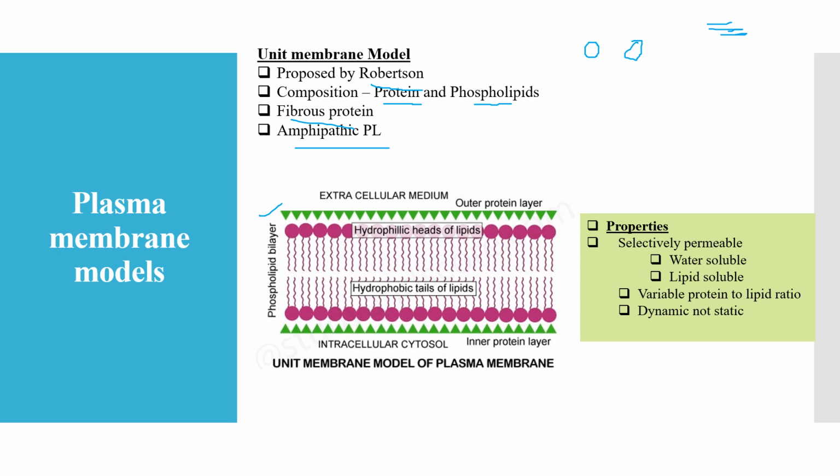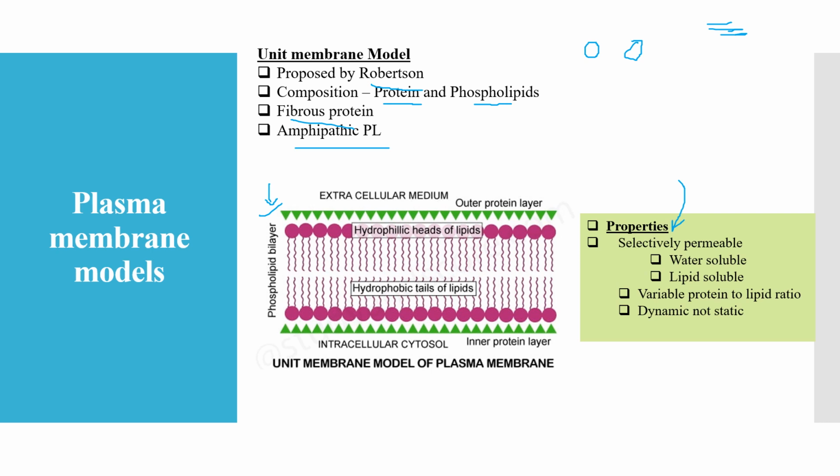So there is a difference between the unit membrane and the sandwich model. Firstly, the protein structure. In the sandwich model the protein was globular protein, but in the unit membrane model the protein was fibrous protein. Now there are three properties. Now we will try to understand whether this model was accepted or not accepted based on these three properties of the plasma membrane.